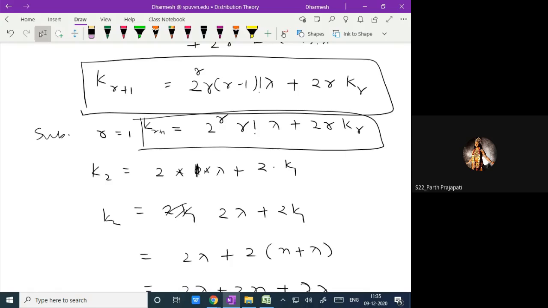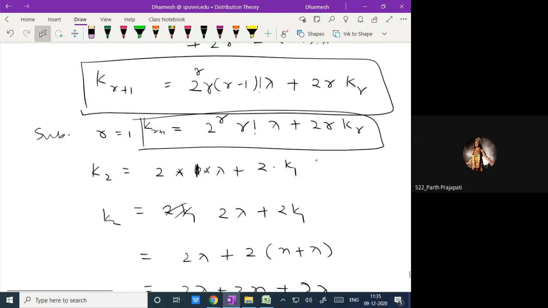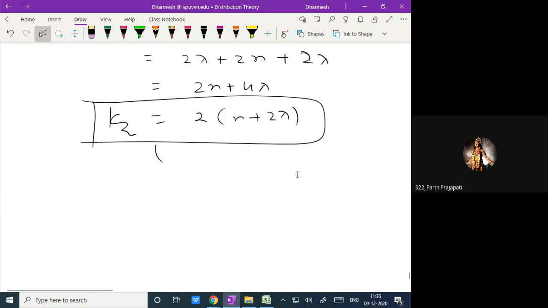Okay, this is the r plus 1 cumulant. So this is the recurrence relation. Based on that, you can easily obtain the cumulants.